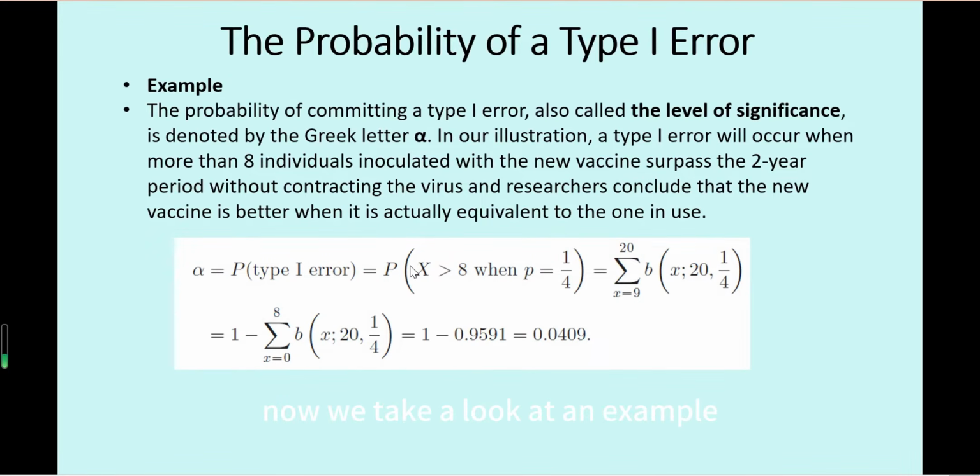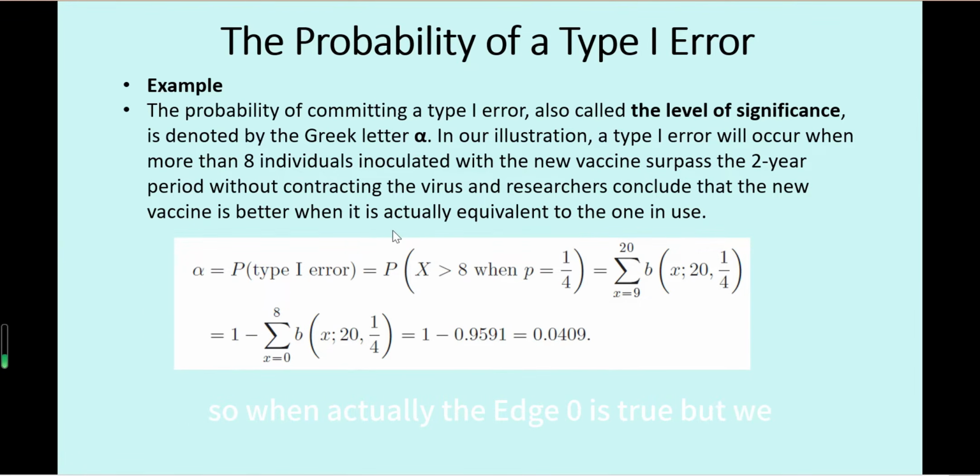Now we take a look at an example to explain and calculate the type 1 error. The probability of committing a type 1 error is also called the level of significance, and we denote this as alpha. In our illustration, a type 1 error will occur when more than 8 individuals inoculated with the new vaccine surpass the 2-year period without contracting the virus, and the researchers conclude that the new vaccine is better, but it is actually equivalent to the one in use.